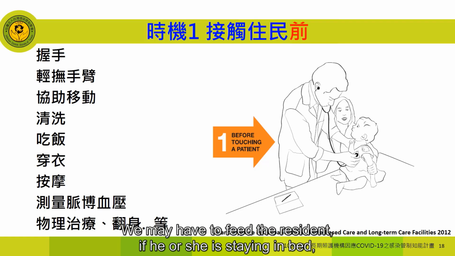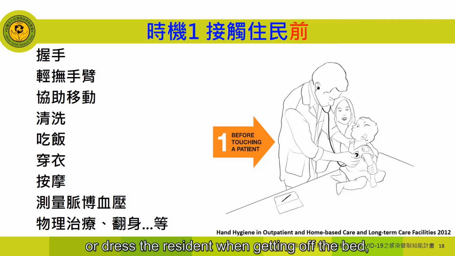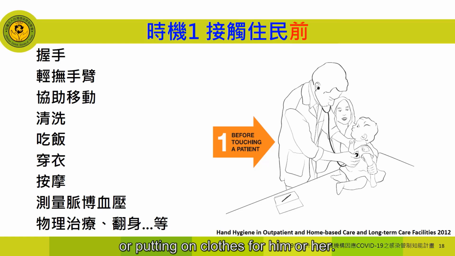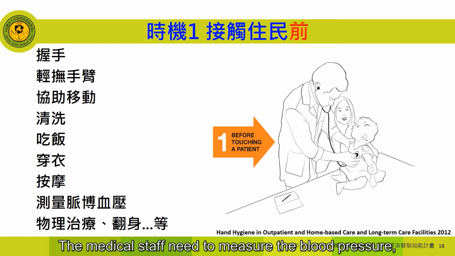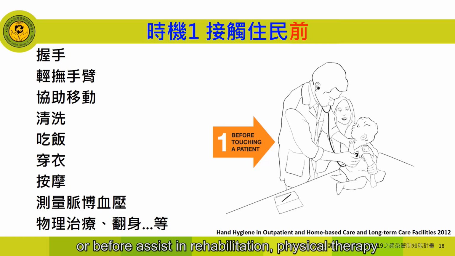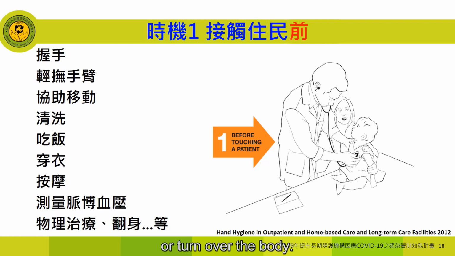We may have to feed the resident if he or she is staying in bed, or dress the resident when getting off the bed, or put on clothes for him or her, or massage or turn over the body when he or she has been lying on the bed for too long. The medical staff need to measure the blood pressure or assist in rehabilitation, physical therapy, or turning over the body. These shall all be moment 1.